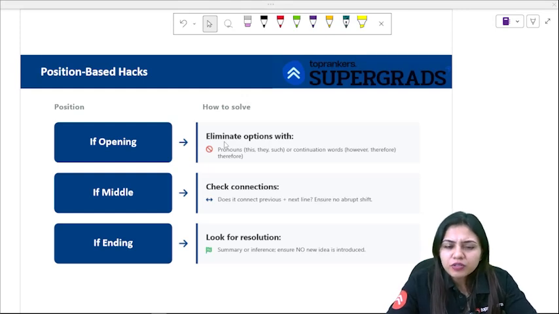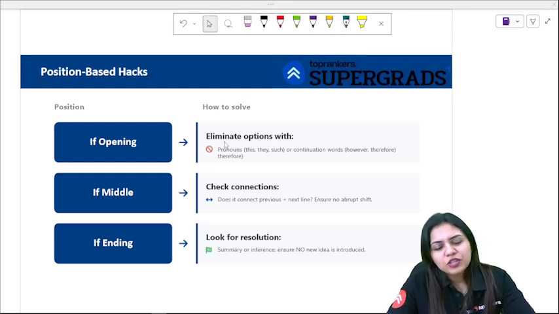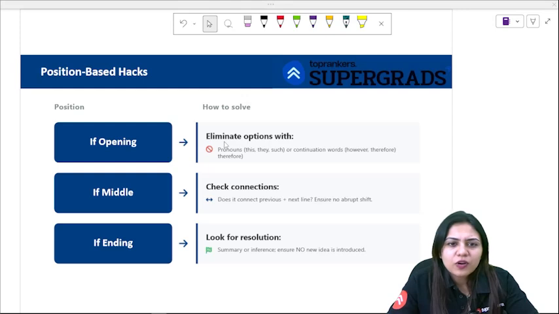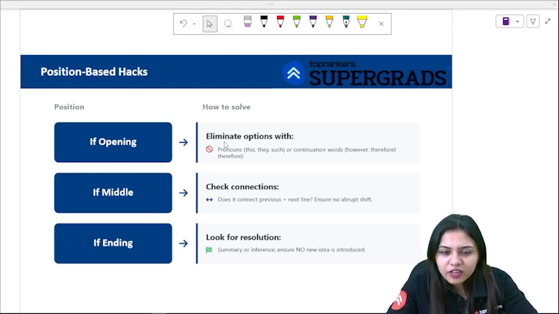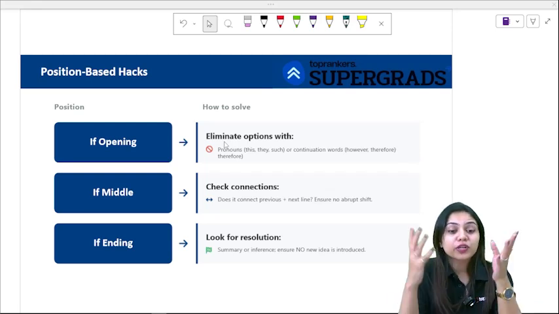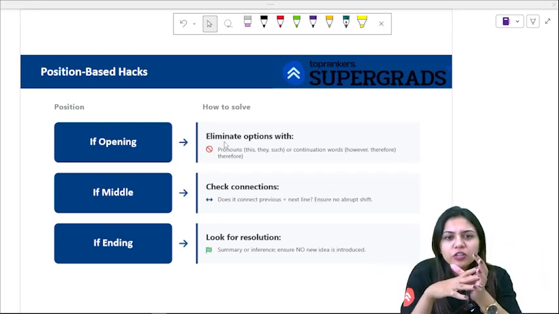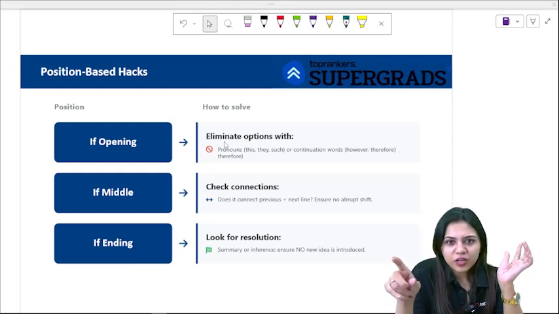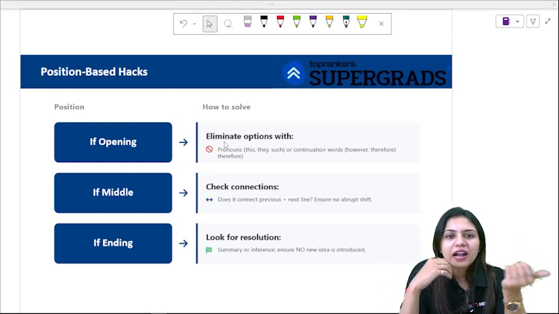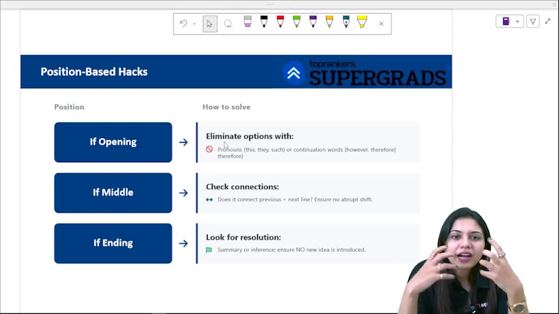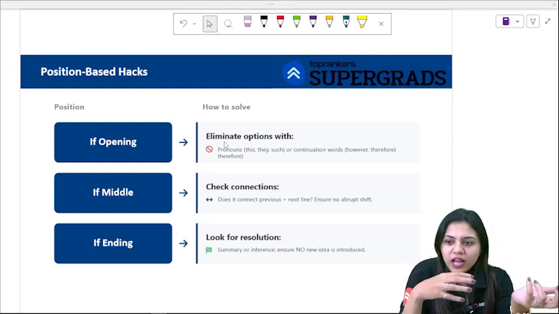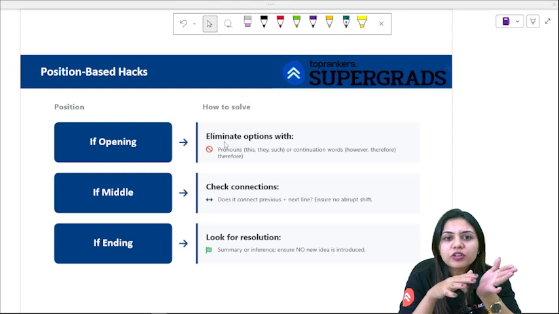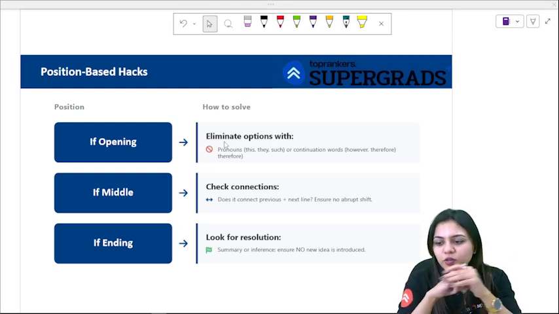Then if I talk about the middle part, how do we solve that? You need to check connections. Does it connect the previous statement to the next line? If yes, then obviously that's your answer. Again, there should not be any abrupt shift. What is the meaning of abrupt shift? It should not look like it is connected to the first part but not connected to the second. There should not be some random judging or random guessing, where just because it fits one part you're trying to squeeze it in. No, it does not work like that.